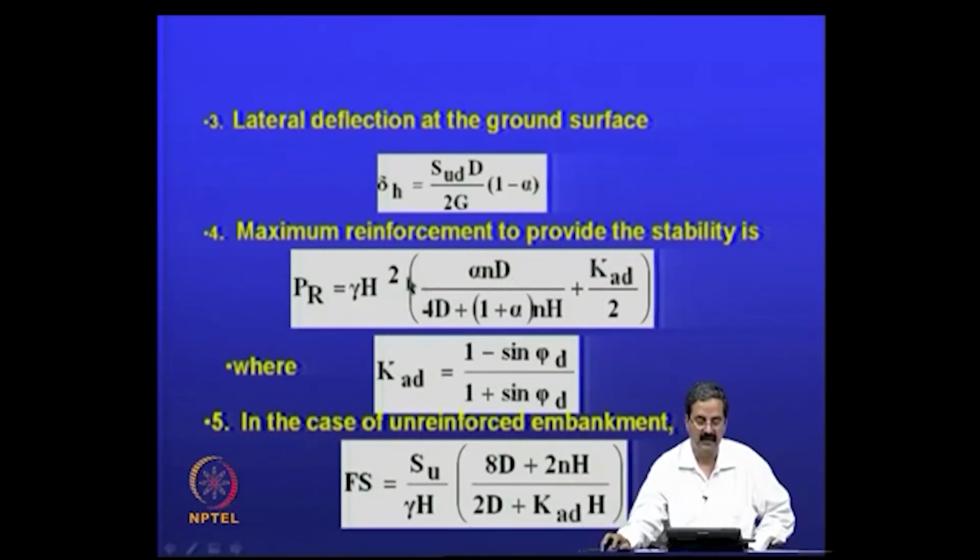The other important thing is how do you calculate the reinforcement force? You also have a simple equation that one can derive, that is nothing but P_R, in terms of all these parameters, gamma h square into alpha n d divided by 4d plus all these terms will come. And in the case of an unreinforced embankment, I previously showed you the factor of safety for the reinforced embankment, and the factor of safety reduces to this.